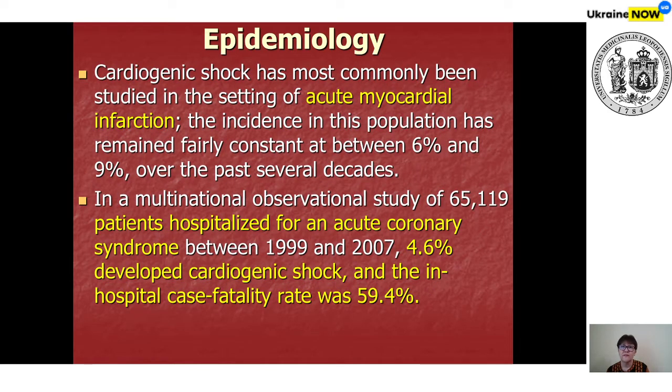Cardiogenic shock has most commonly been studied in the setting of acute myocardial infarction. The incidence in this population has remained fairly constant at between 6% and 9% over the past several decades. In a multinational observational study that included more than 65,000 patients hospitalized for an acute coronary syndrome at the beginning of the century, 4.6% developed cardiogenic shock, and the in-hospital case fatality rate was almost 60%.